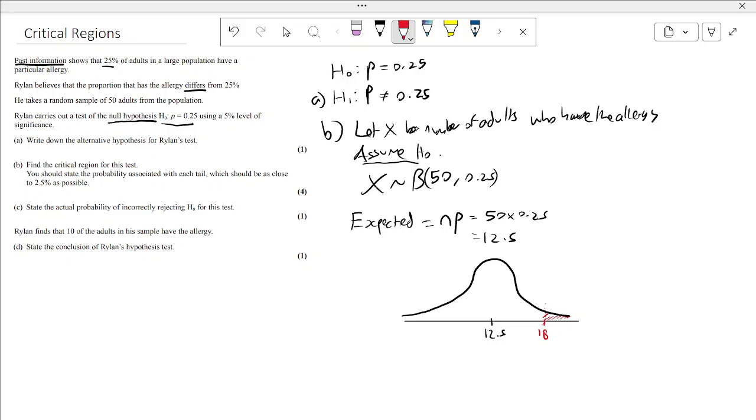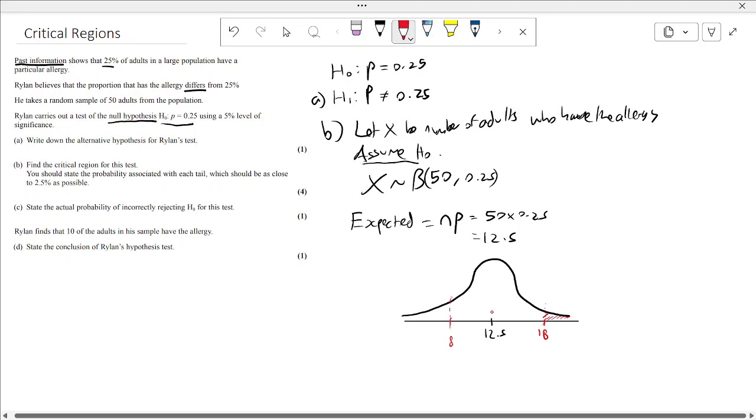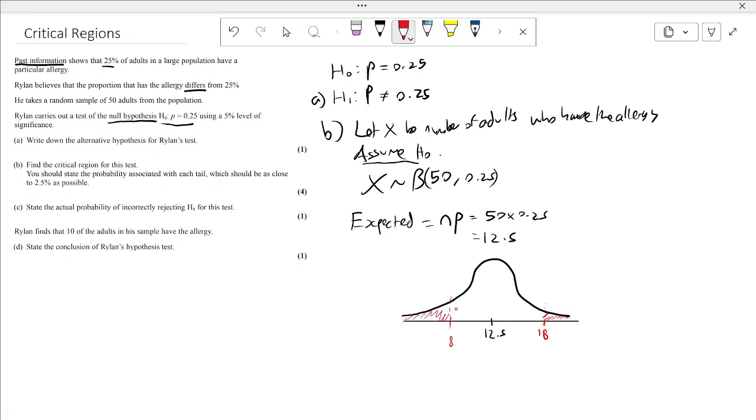If instead the question said 8 adults had the allergy, because 8 is to the left of this mean, you would go to the left of 8. Okay, so that's how you know which side to go to. You just go further away from the mean. You can think of it as being more extreme, right? 18 is already more than average, so we're going to say 18 or more.